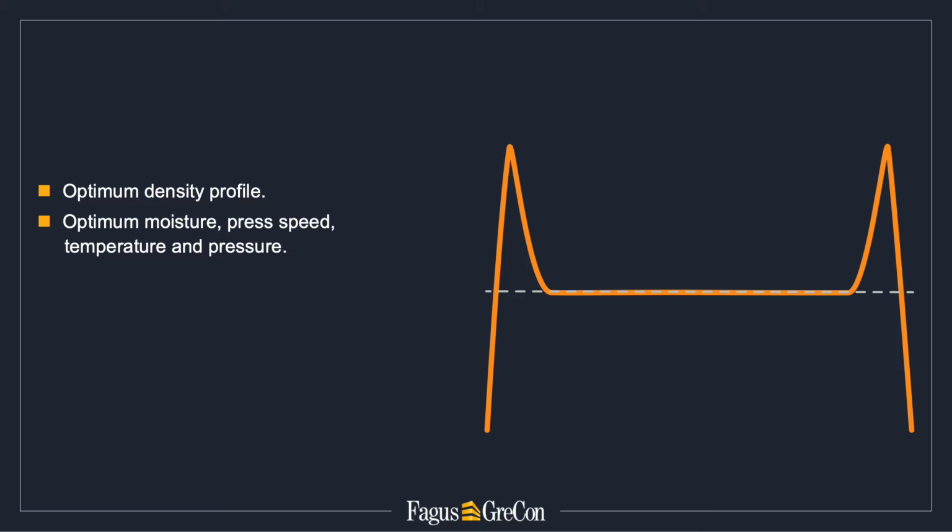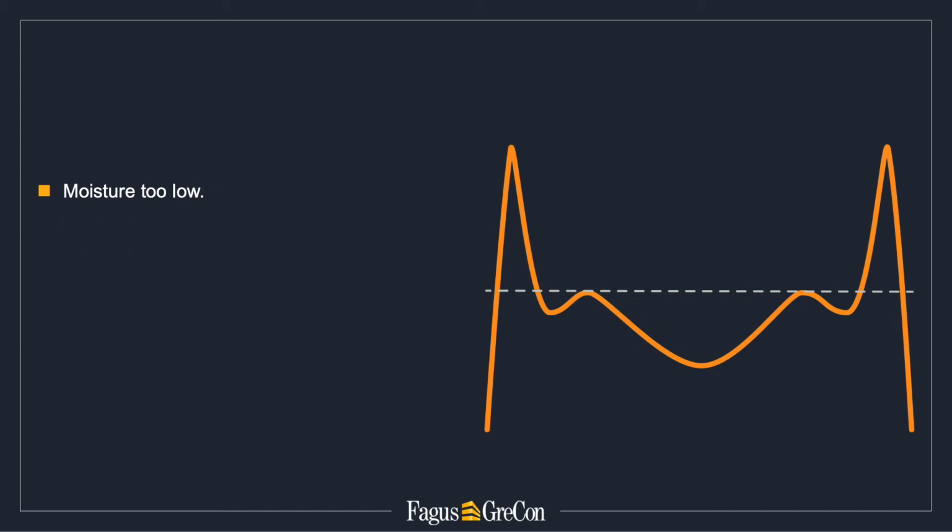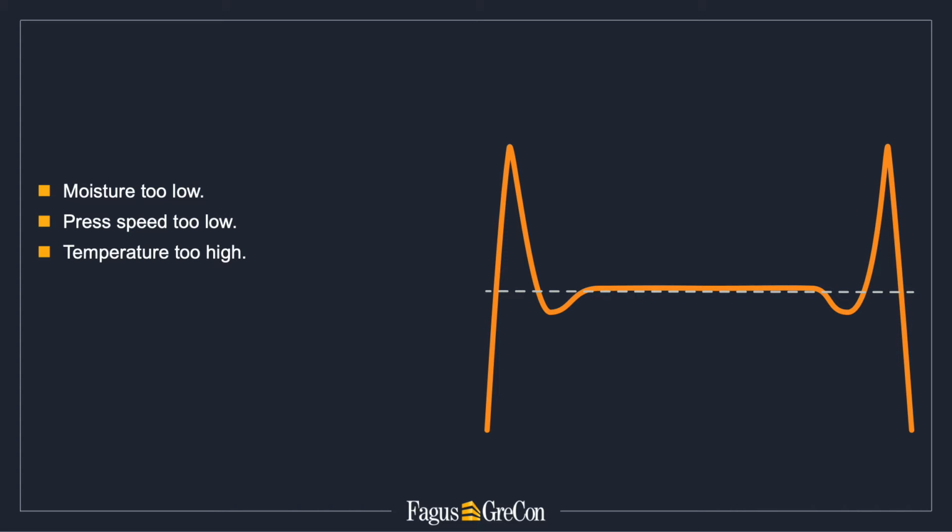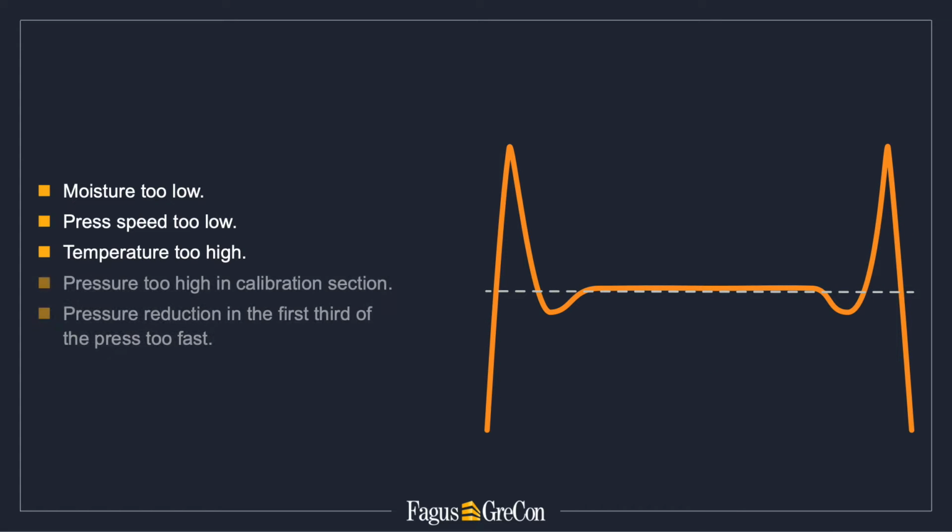The optimum profile shows a high density in the surface layers and a uniform, lower density in the middle layer. This density profile reveals too dry material, too high press speed, and too low temperature. In this profile, moisture and speed are too low. In addition, the pressure was not set correctly.